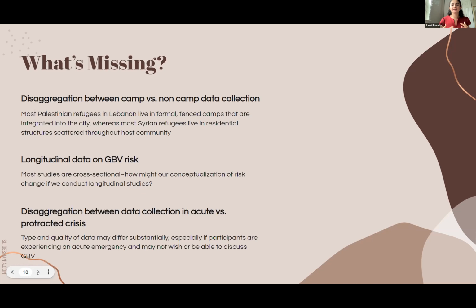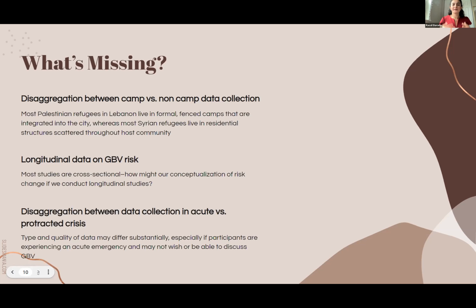So most studies are cross-sectional. So how might our conceptualization of risk change if we conduct longitudinal studies? And that's linked to disaggregation between data collection in acute versus protracted crises. So Lebanon has gone back and forth between being an acute crisis and being in a longer, more protracted crisis. So currently it's in an acute crisis, but for years before 2019, it was in a protracted crisis as a result of the influx of refugees.